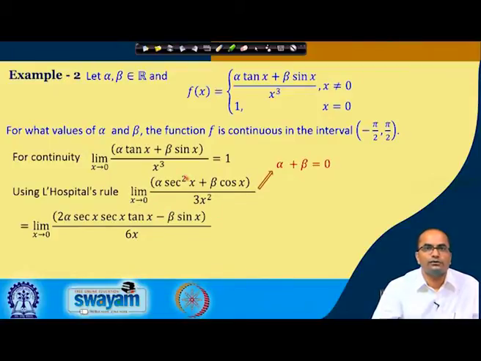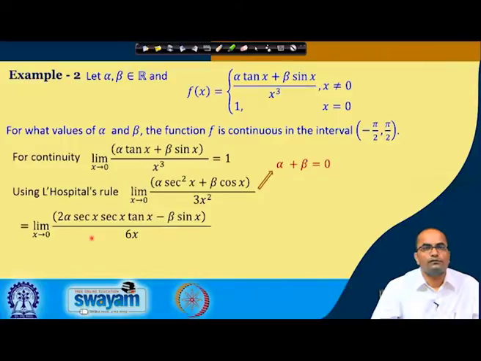So, here the derivative of alpha sin square x is 2 alpha sin x, so 2 alpha sin x sec x, and the derivative of sec x will be sec x tan x, minus beta, because cos x will give you minus sin x. So it is minus beta sin x, divided by 6x.